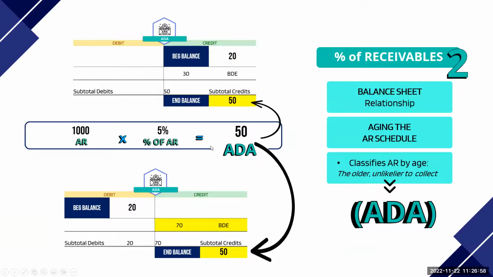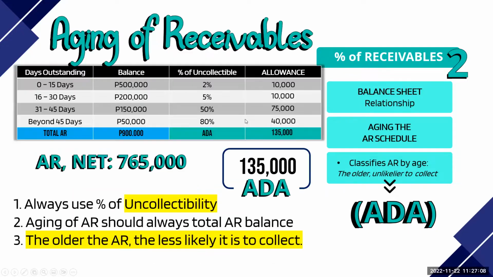Sa percentage of receivables, baliktad. Ang masosolve nyo is ADA, and that ADA is nasa labas ng T account as the ending balance. And then you have to solve for your BDE that's missing. Another way of solving for percentage of receivables is aging of receivables. Kindly take note of these 3 things: we need the percentage of uncollectability so that we multiply each classification per percentage. When you total, it gives you your ADA.